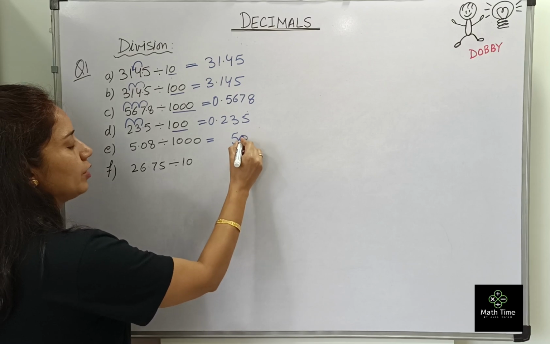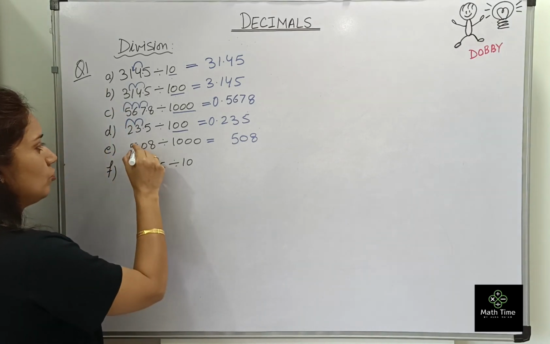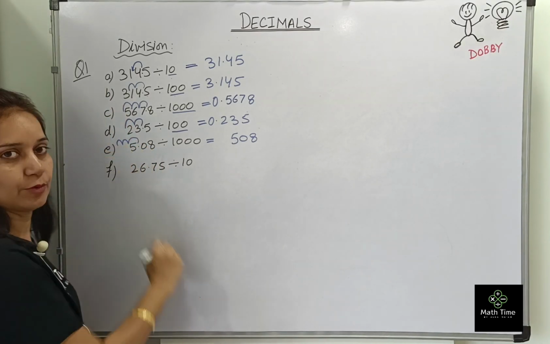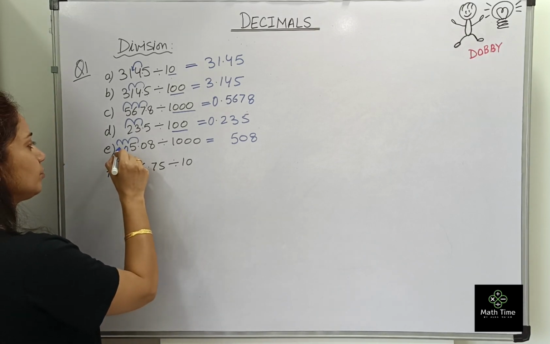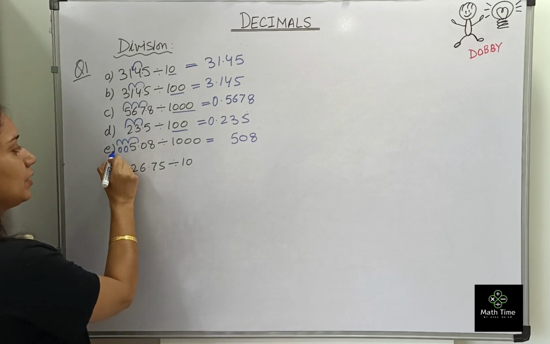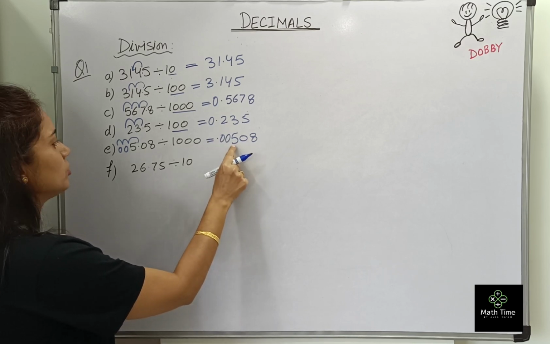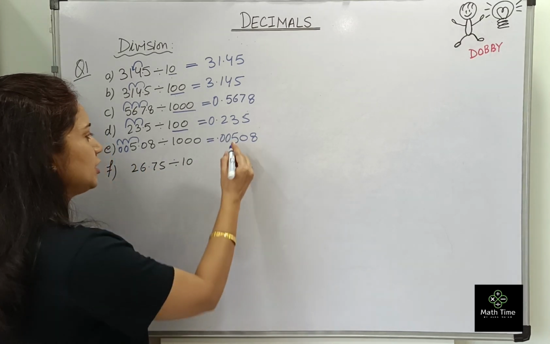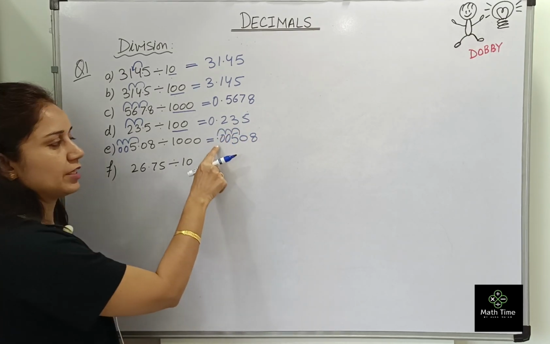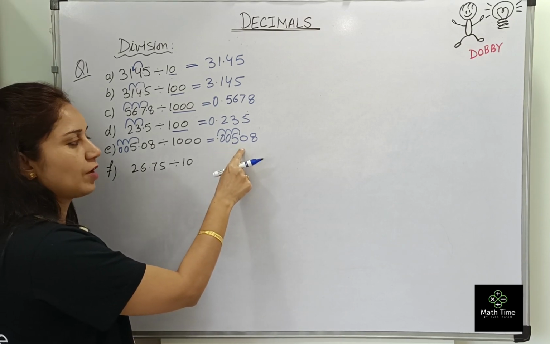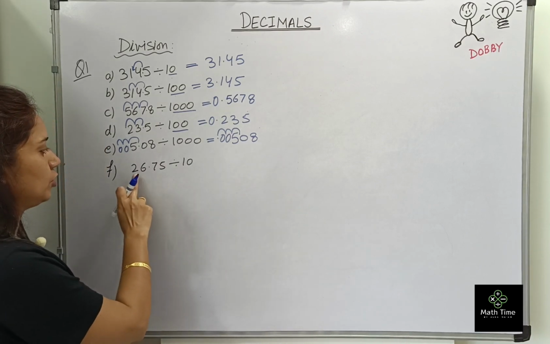5.08, 508. Divided by 1000, the decimal will shift 3 steps back. 1 step, 2 step, 3 step. Now there are no numbers before 5, so put zeros. So 2 zeros back and the decimal comes here. 0.005. Check here, where was the decimal? After 5 initially. We have shifted back 1 step, 2 step, 3 steps. So the decimal came here. 0.00508 is the answer.